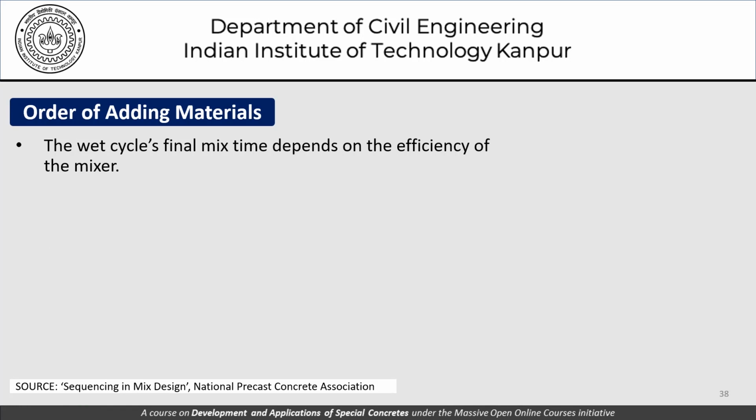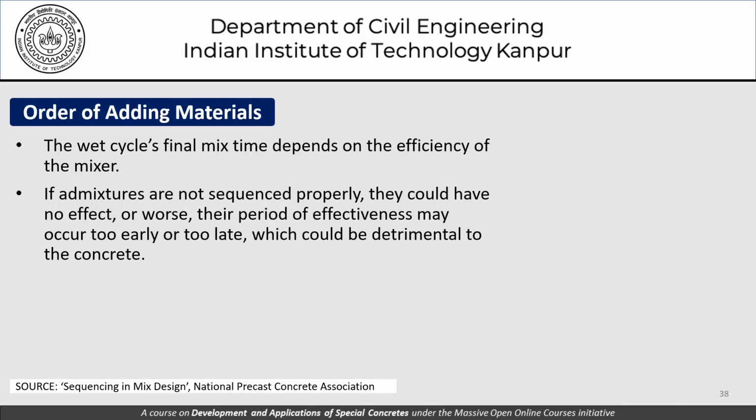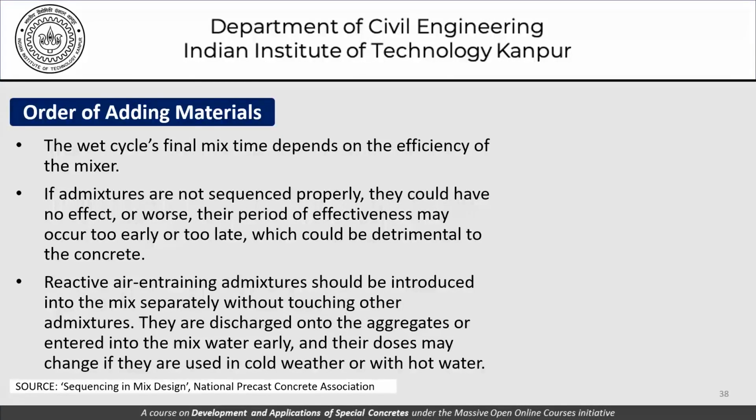If admixtures are not sequenced properly, they could have no effect, or worse, their period of effectiveness may occur too early or too late, which could obviously be detrimental as far as properties of concrete are concerned. Reactive air entraining admixtures should be introduced into the mix separately without touching other admixtures. They are discharged onto the aggregates or entered into the mixing water early, and their doses may change if they are used in cold weather or with hot water.